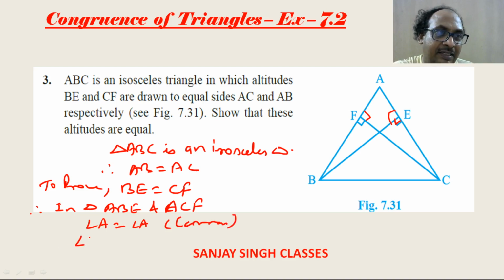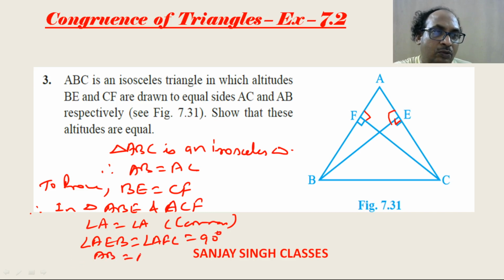Then angle AFC is equal to angle AEB. Sorry, first we need to write the parts of triangle ABE. So ABE, if we are writing, then angle AEB is equal to angle AFC, which is equal to 90 degrees. Third is side. So AB is equal to AC.